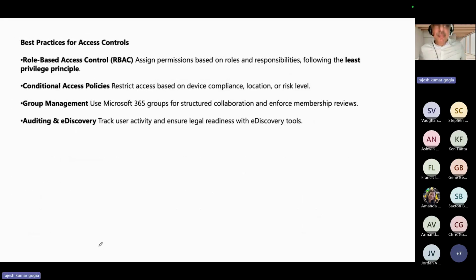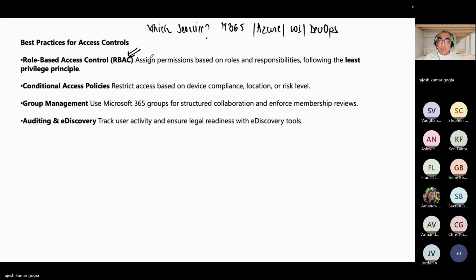So now from the delegation perspective, if I'm talking about best practices, it's always a good approach that you should be using RBAC. Now be very careful. Why? Because it again depends on which service. Say, for example, Microsoft 365, Azure, Windows Intune, DevOps, and it can be anything. So RBAC comes with each and every service. Be very careful.